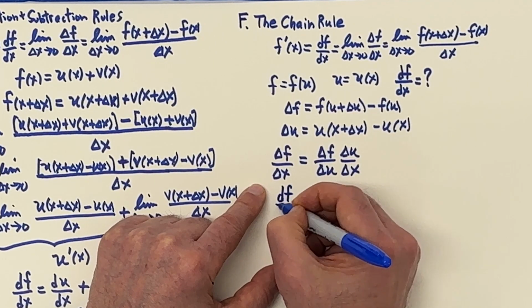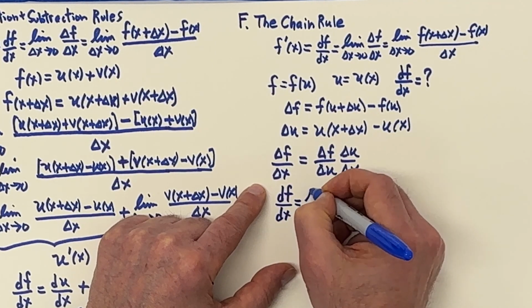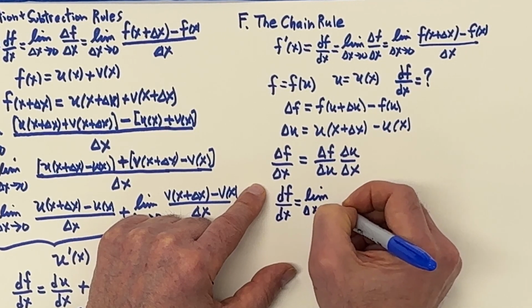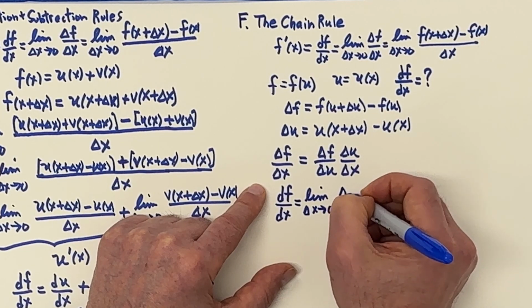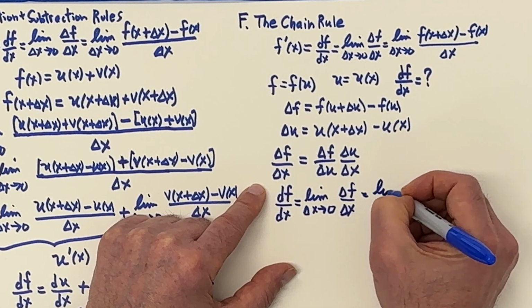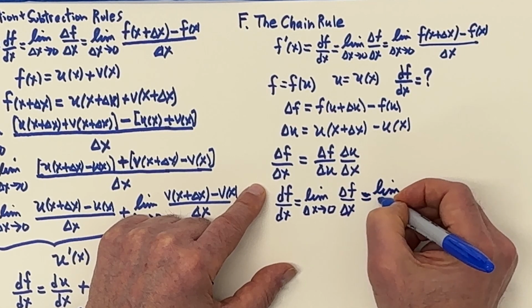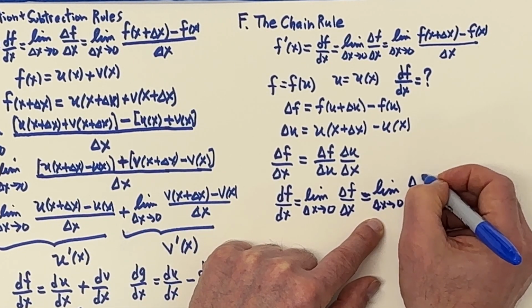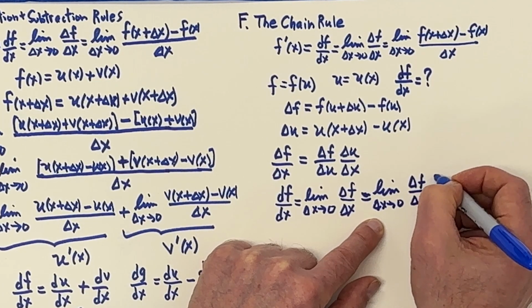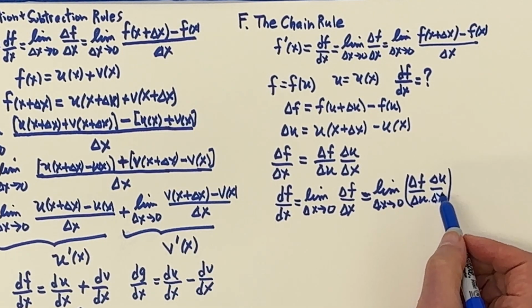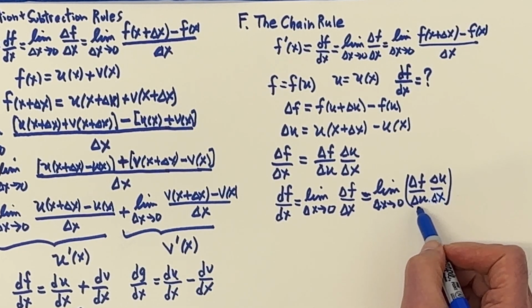In other words, df dx, like this, would be equal to, let's say, the limit as delta x goes to 0 of delta f over delta x, and that's going to be equal to the limit as delta x goes to 0 of delta f over delta u, delta u over delta x. Now the problem here is when delta x goes to 0, how can we be certain that delta u will not be 0?